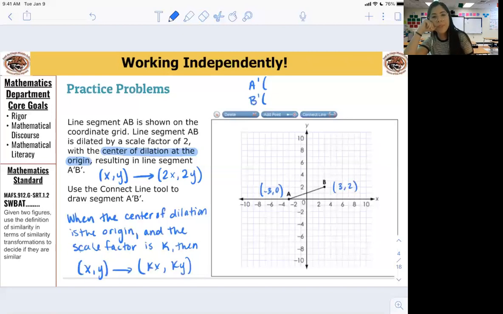There you go. Okay, so what would A prime be? Negative 6 comma 0. And then B prime? 6 comma 4. Exactly. And so now I can just go ahead and put those new points down. And then, on whatever they use on the EOC, I think you first add each point and then you connect them using the connect button. So 6 comma 4 and negative 6 comma 0.